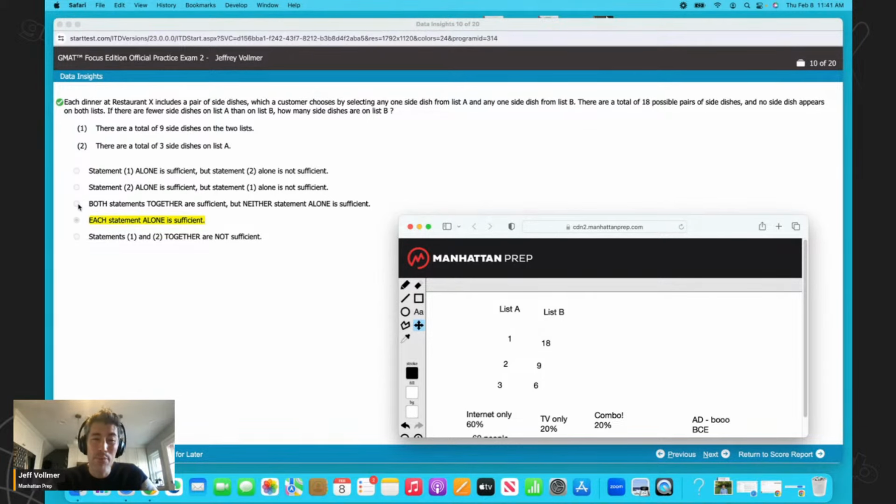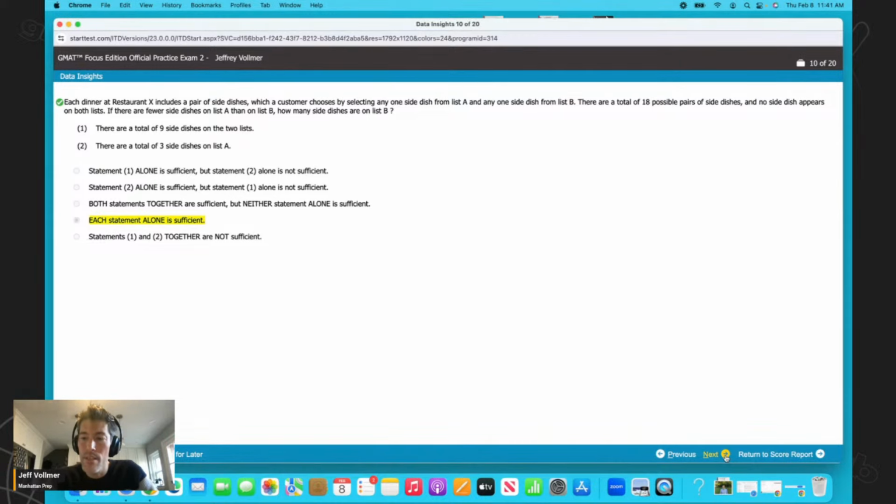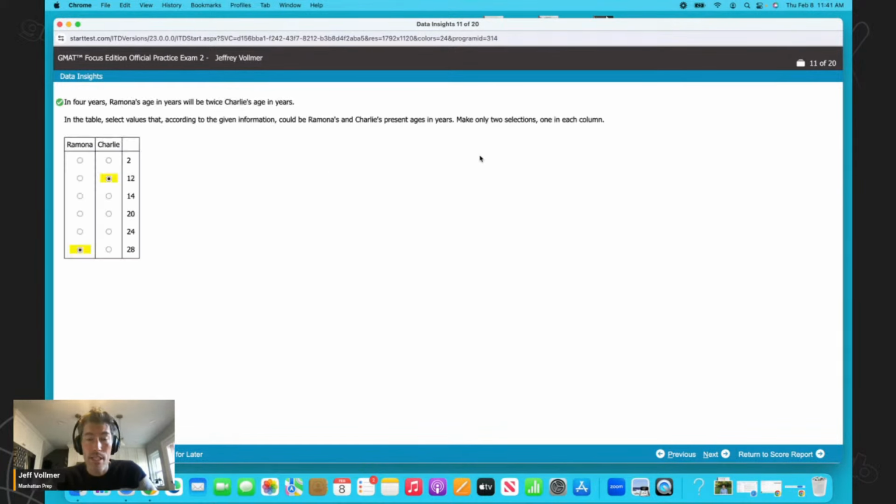The C trap is pretty clear, right? There's a total of 9 on the 2 lists and 3 on A. That tells you 6 are on B, right? So that's a C trap. This one does seem relatively easy for the kind of success we were having through that.